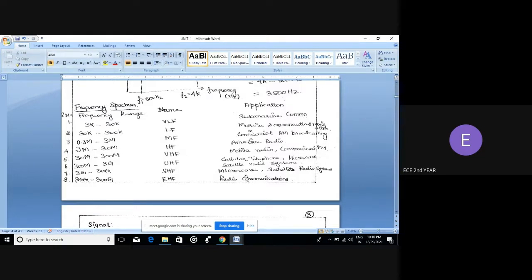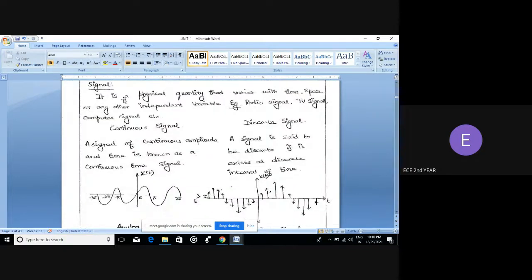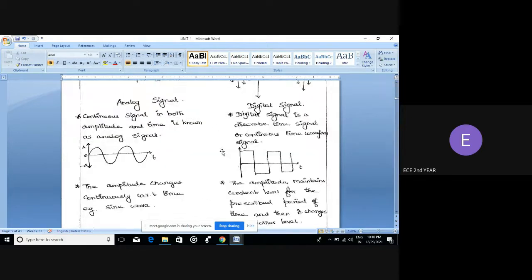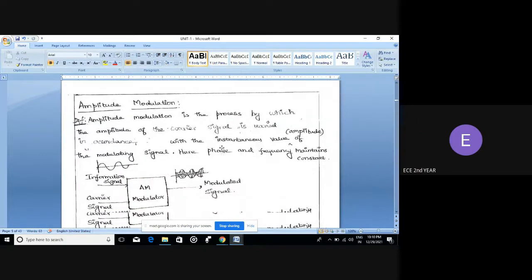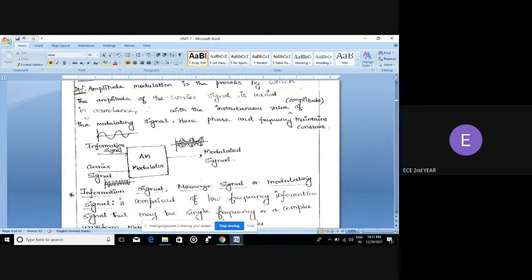And these are some types of communication systems. And here we have seen what is a signal. After that, what is the difference between the continuous signal and the discrete signal. With the help of diagrams, they are explained here. And then first, we see what is amplitude modulation, and what are the parameters that are kept constant during the amplitude modulation process. And then this is the block diagram for AM modulation.